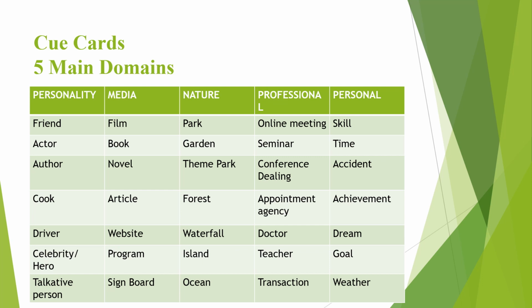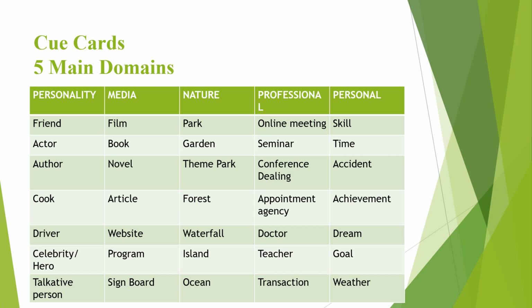For the cue card domains, we have 5 main domains. The first one is personality, second is media, third is nature, fourth is professional, and fifth is the personal domain. If they're asking you about cue cards, mostly they will be asking you from these 5 domains. If they're asking about any personality, that personality could be your friend. They can ask you about your friend, your friendship, how you met, and all such bullet points which I have discussed. They can be asking about any actor, why you like the work of that actor, the name of that actor, since how long you have been following that actor, or anything like this.